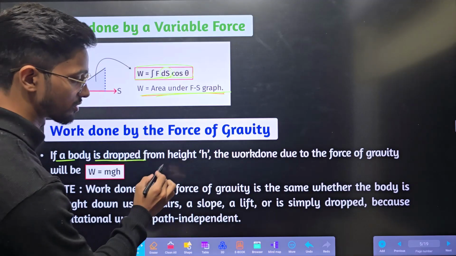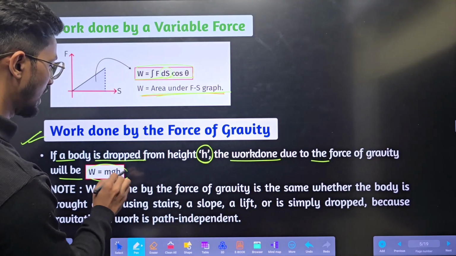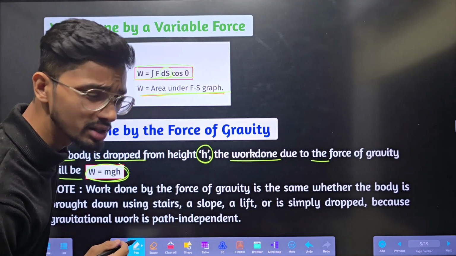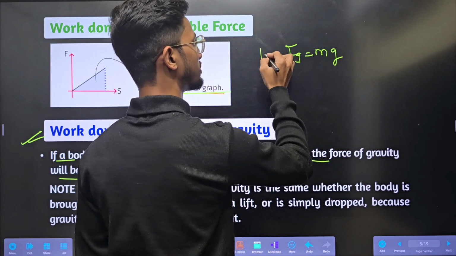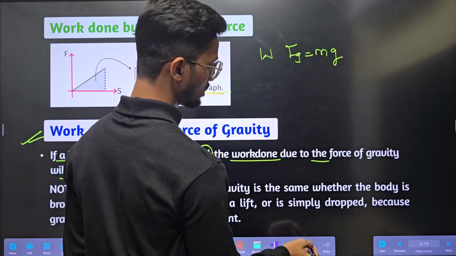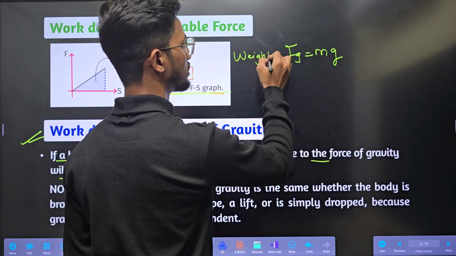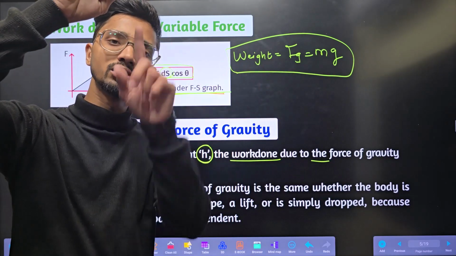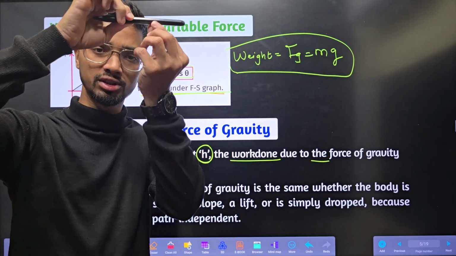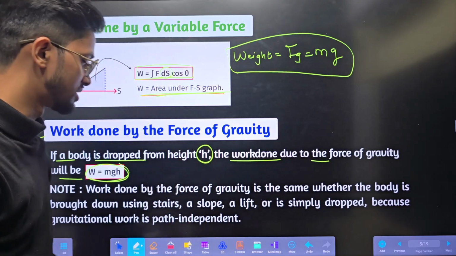If a body is dropped from height h, the work done due to force of gravity will be mg into h. Why mg into h? Because gravitational force is nothing but m into g. That is nothing but weight. Gravitational force is also known as weight. Weight of a body. What is the gravitational force acting on this body? m into g of this body. If it displaced by h, it will become mg into h.